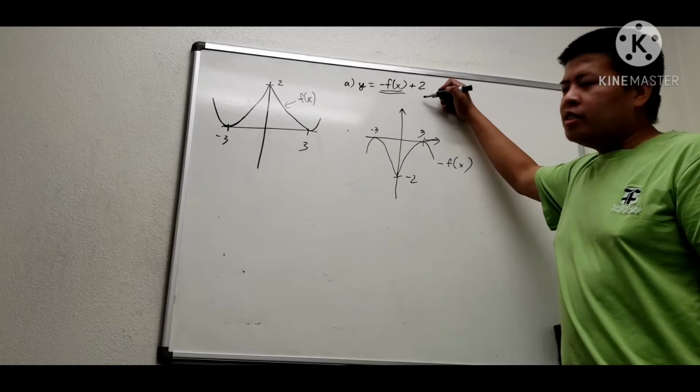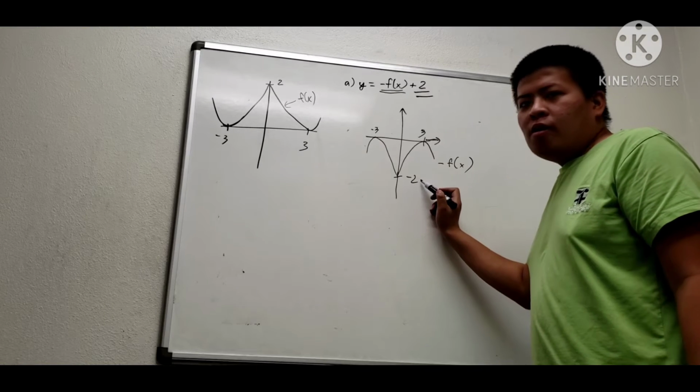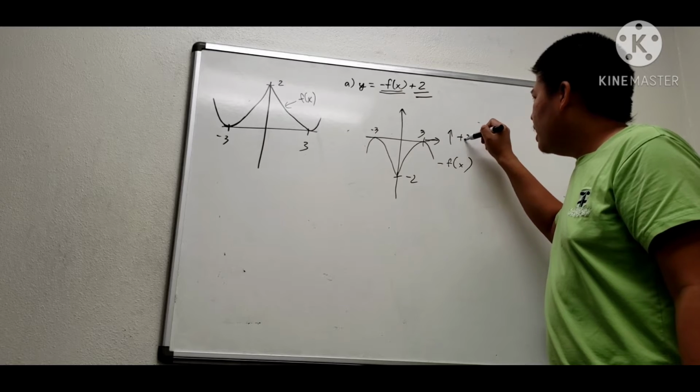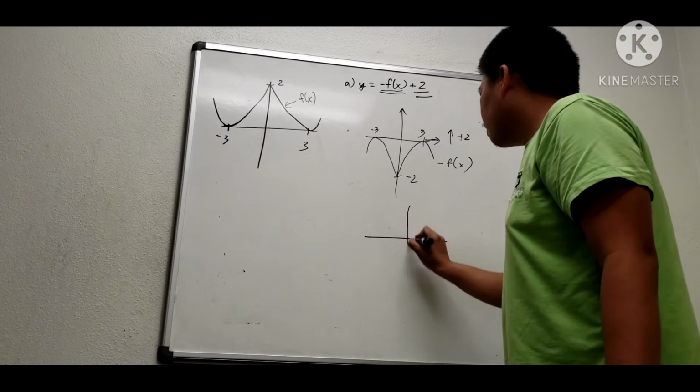Now we plus number 2 in here. So the values in here will move up 2 digits. So that we have the new graph in here.